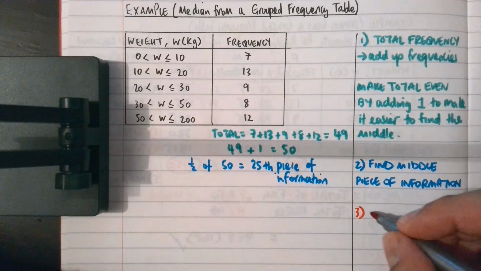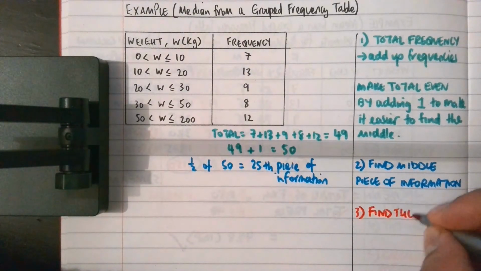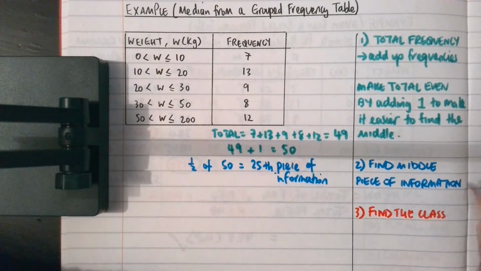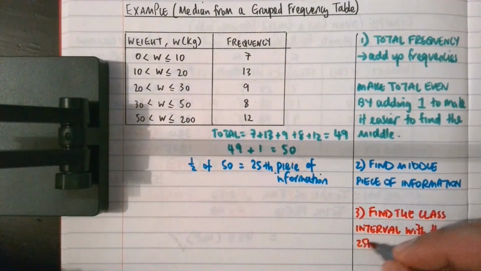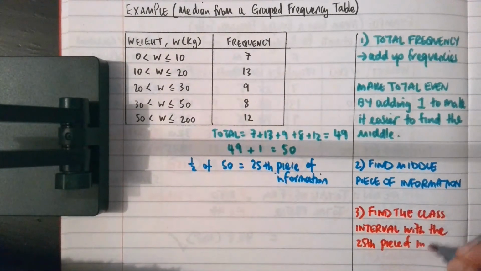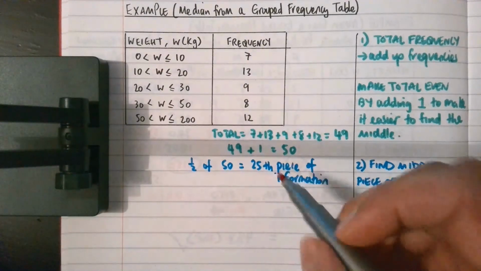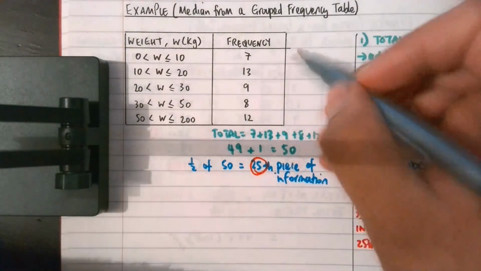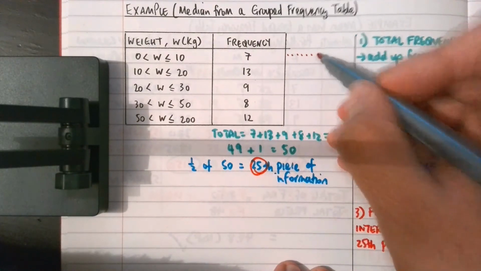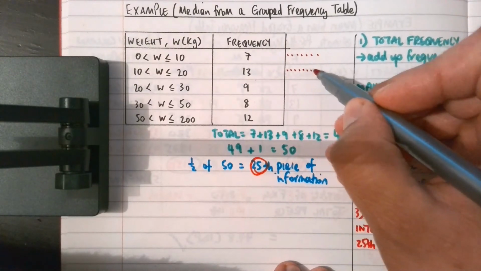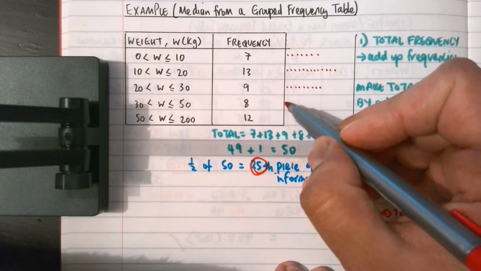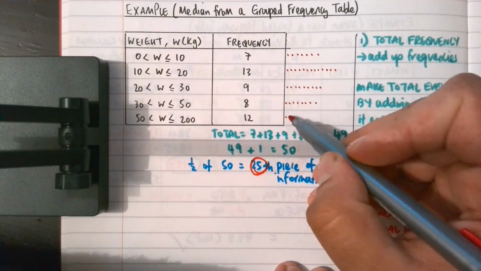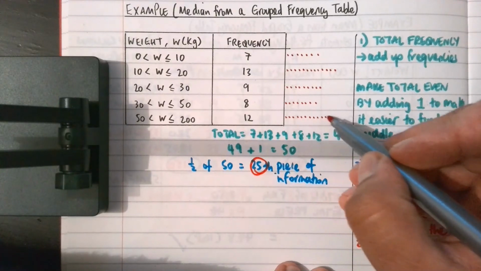So for our third step, I'm going to find the class interval with the 25th piece of information, and I'm going to use the dots again to make it easier to do that. If the numbers do get bigger, then we have to use a slightly different method, but when the numbers and the frequencies are like these, we can still use this trick to work out the median class interval. So there's 7 in the first group, there's 13 in the second, so we've got 9 here, so I've put down 9 dots, 8 there, so there's 8 dots, and 12 in the last, so 12 dots. So we can see how our data is spread out.